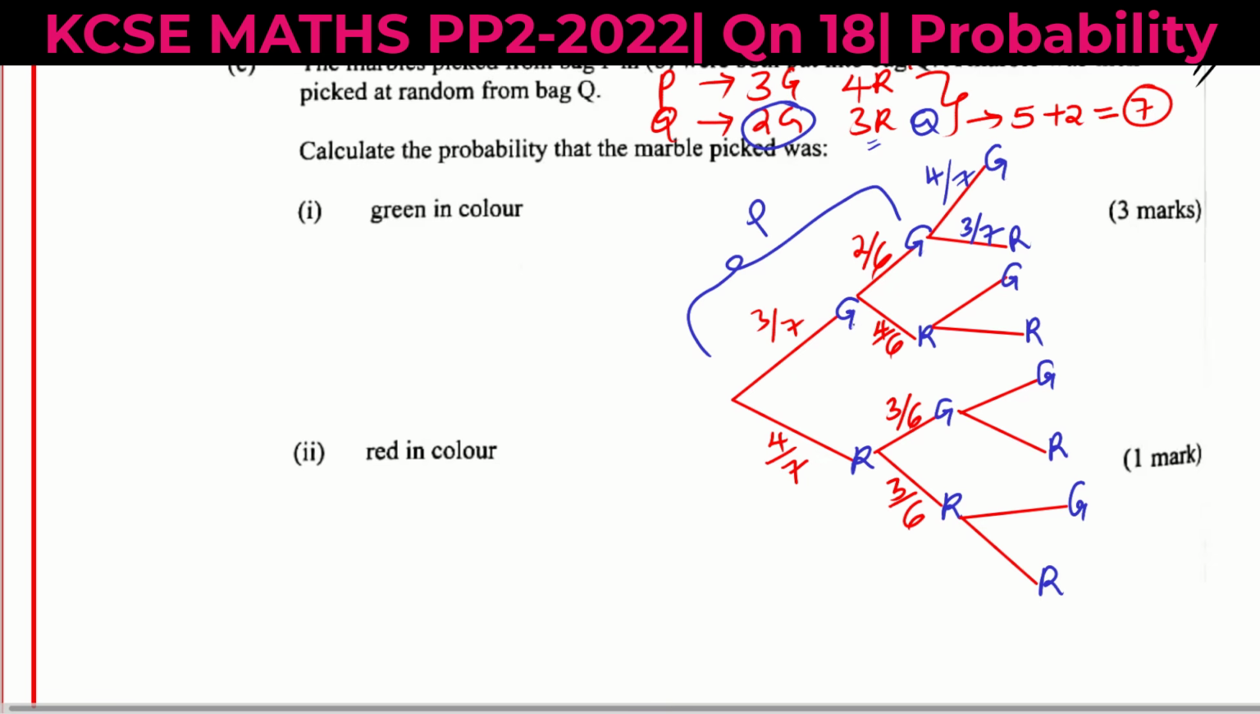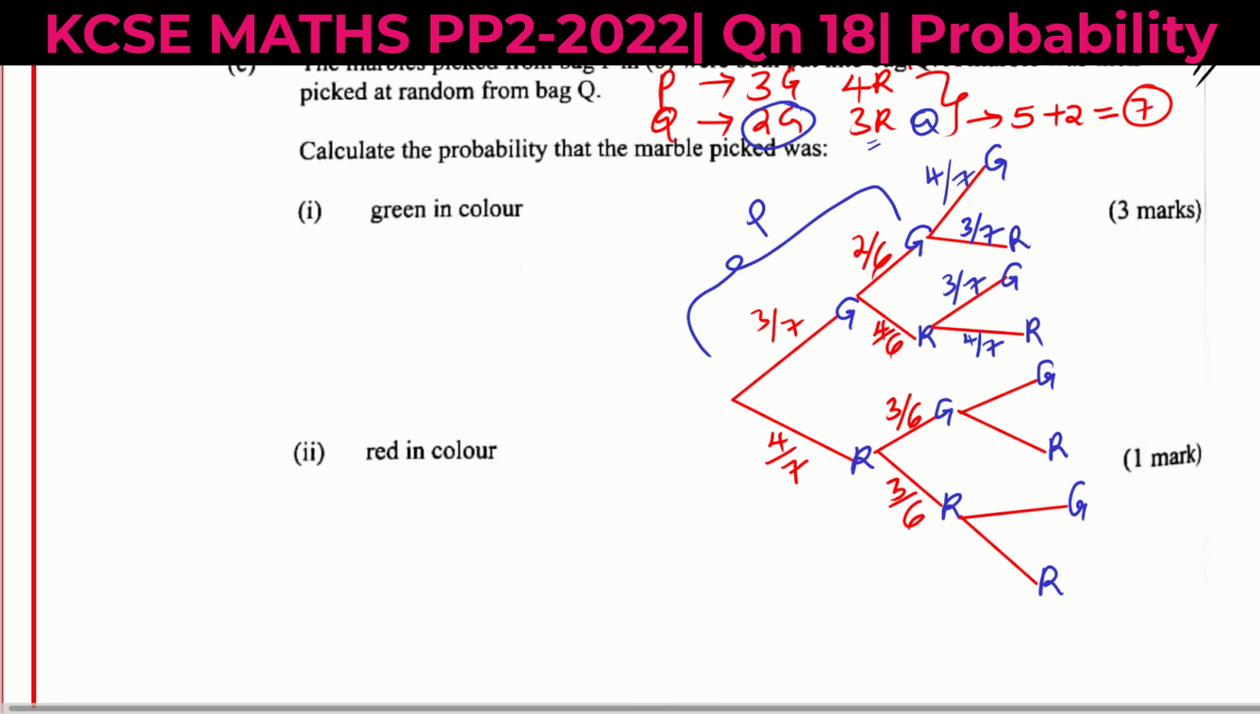Let's go to the other branch, green and red. The two marbles from bag P are green and red. So that is 1 green and 1 red. If you put that into bag Q, where we have 2 greens, then you bring 1 green. Those are 3 green marbles, so it will be 3/7. Then the reds in Q are 3. You add this 1 red, so the reds will be 4. It will be 4 divided by 7.